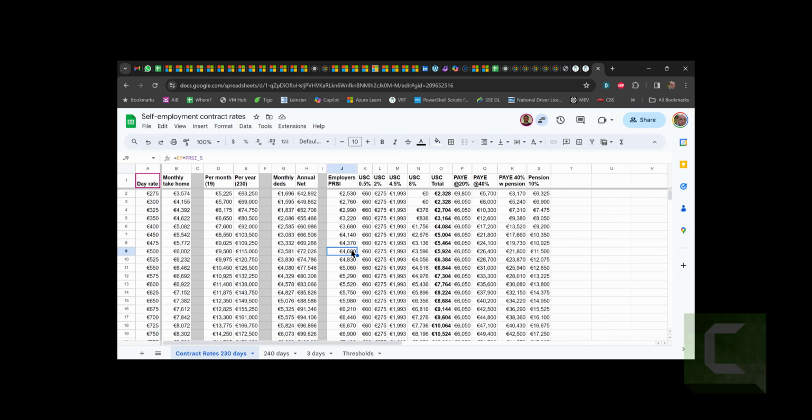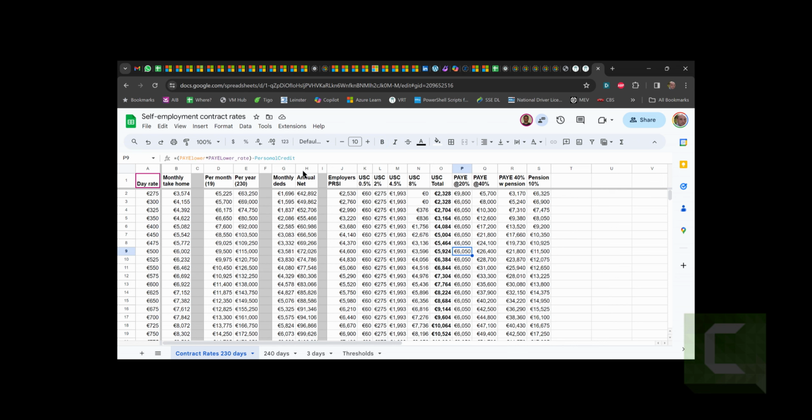And then each of the sums is worked out. So effectively, that value per year is multiplied by 4%, half, 2%, 4.5%, 8% at the various different thresholds. And there's some complicated sums in there if you want to look at them. And then you sum up how much USC you pay altogether.